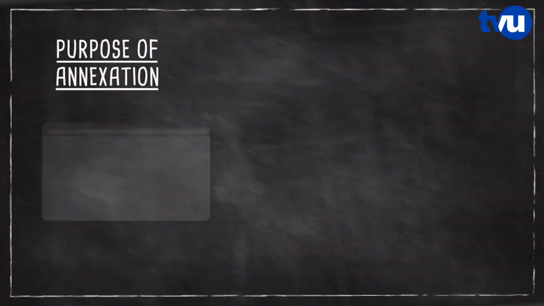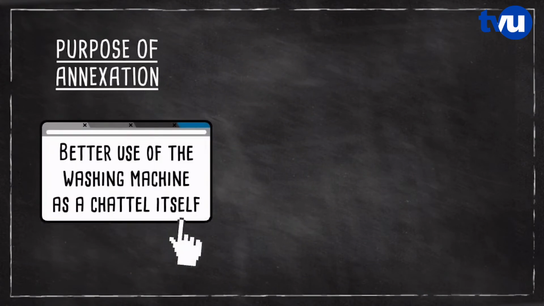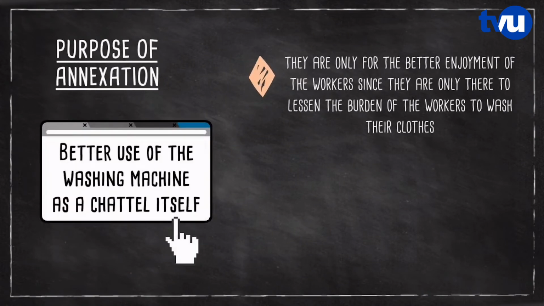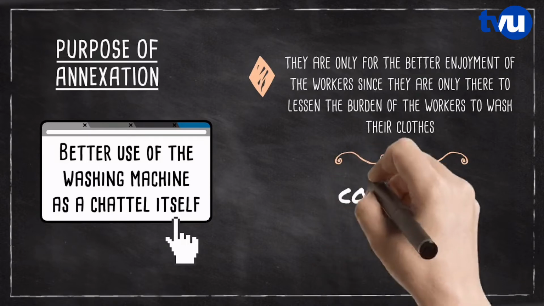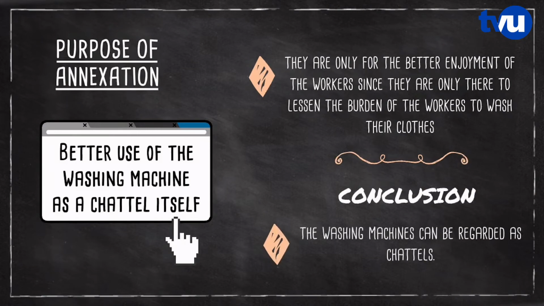Lastly, better use of the washing machine as a chattel itself. Even though the washing machines installed in the hostel are fully automatic washing machines, they are only for the better enjoyment of the workers, since they are only there to lessen the burden of the workers to wash their clothes. In conclusion, since all conditions are not fulfilled, therefore, the washing machines can be regarded as chattels.